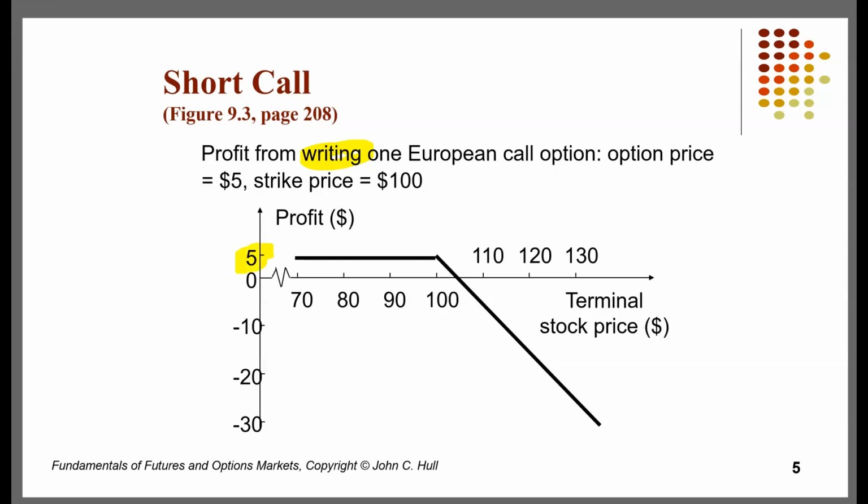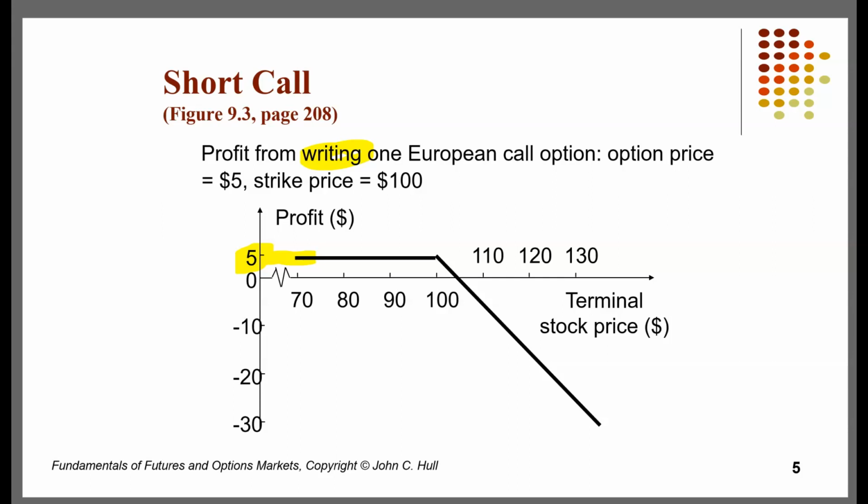Where did that money come from? That money came from the long call. So the long call paid us the $5. And we just learned in the previous slide that the long call is going to have to wait until the value of the underlying goes above the strike price plus the call premium that he paid. And so the same process is going to occur.